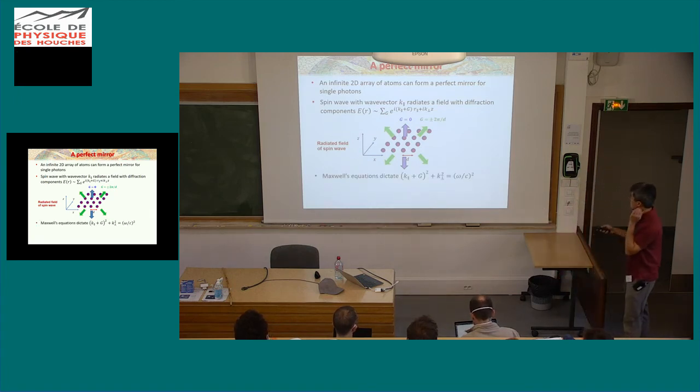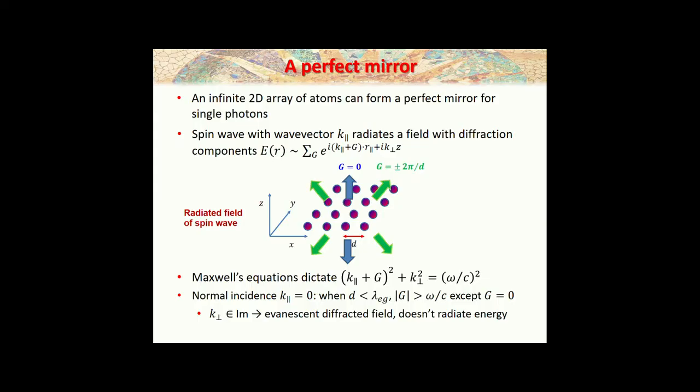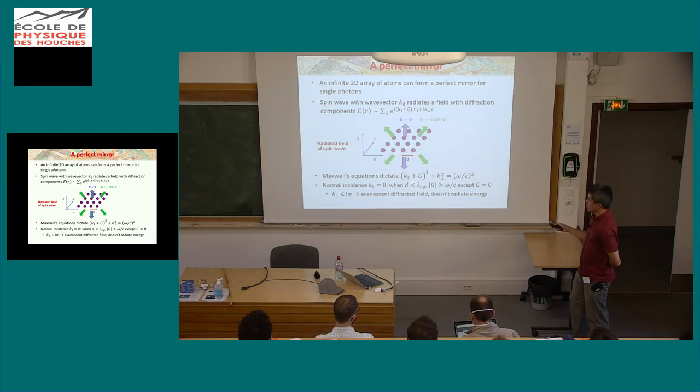Maxwell's equations dictate some constraints on the total k vector. In particular, k parallel plus G squared plus k perpendicular squared has to equal omega over c squared. Now if we go back to normal incidence, k parallel equals zero, and I specify that my lattice constant is smaller than the optical wavelength, then for any nonzero value of the reciprocal lattice vector, G, any multiple of 2π over d, is going to be bigger than omega over c, unless G equals zero.